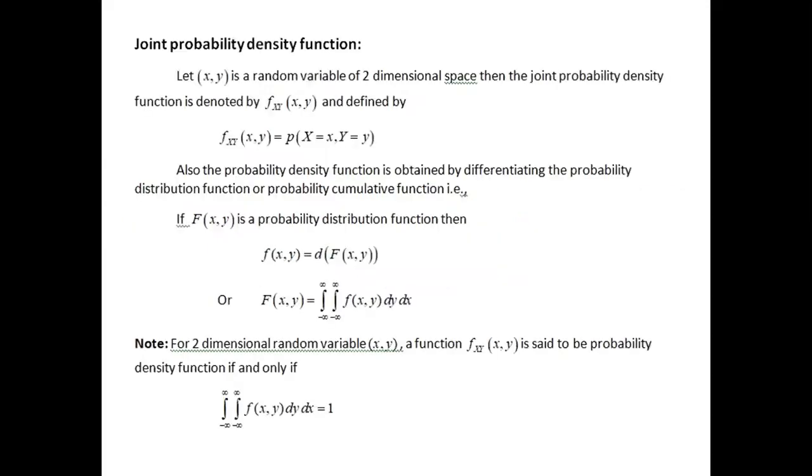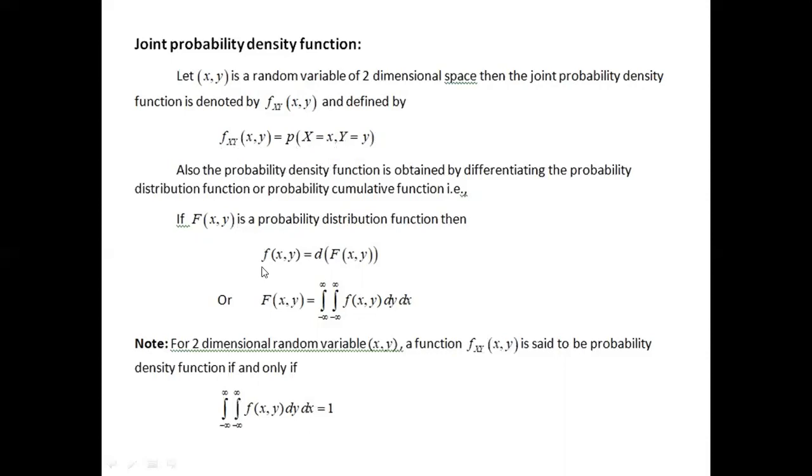Then we have the joint probability density function. Let (X, Y) be a two-dimensional space, then the joint probability density function is defined by f suffix XY of x comma y. Here the suffix capital X comma Y represents the two random variables in two-dimensional space, and small x comma y are elements from the random variables capital X and capital Y. It is denoted by f of x comma y equals the probability that capital X equals small x and capital Y equals small y.